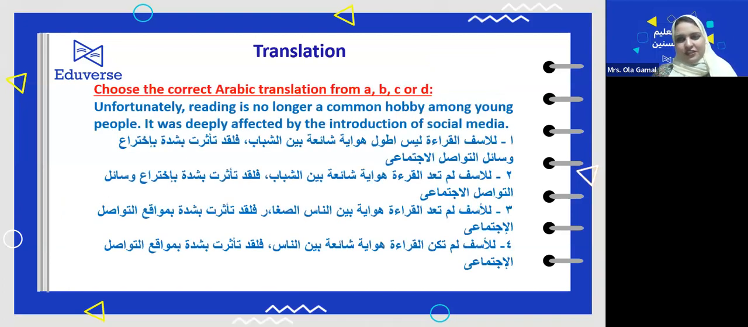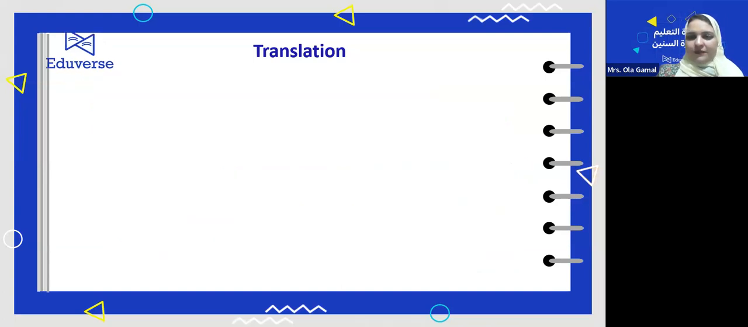Now, time for translation. When you answer any of the translation questions, you have to read all of them carefully before choosing one. Unfortunately, reading is no longer a common hobby among young people. It was deeply affected by the introduction of social media. Which one is going to be the right answer? Try to guess. Yes, excellent. It's going to be two.